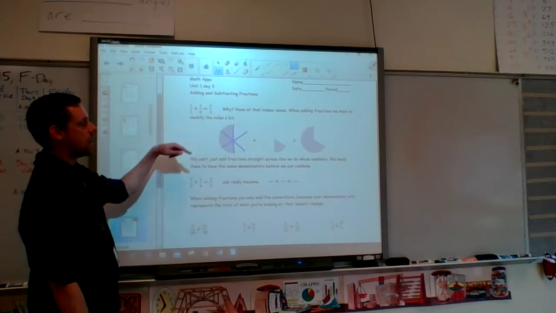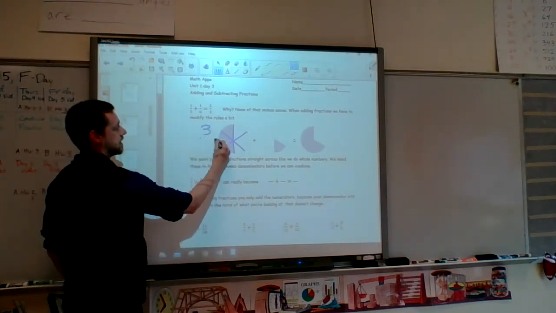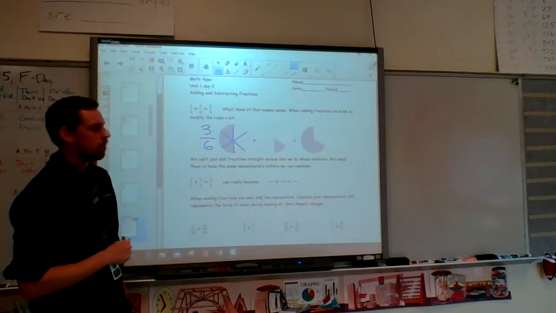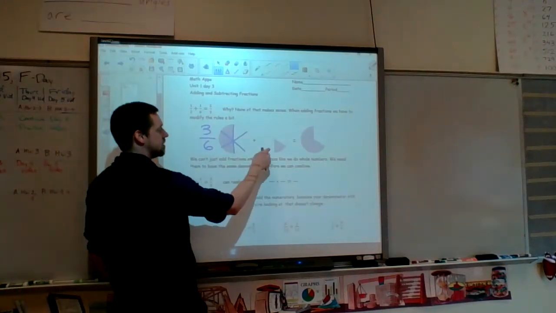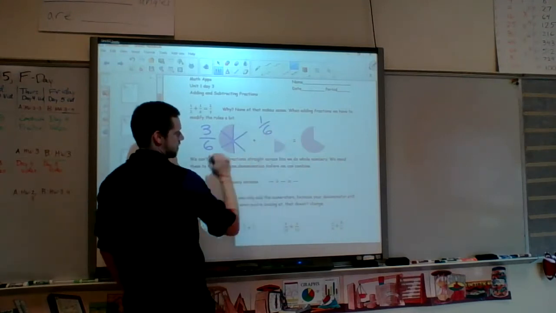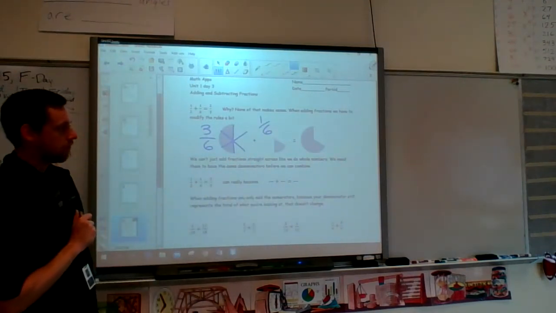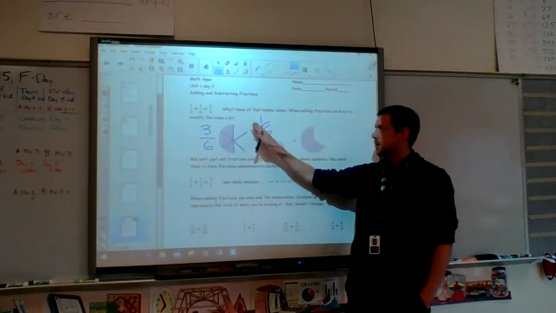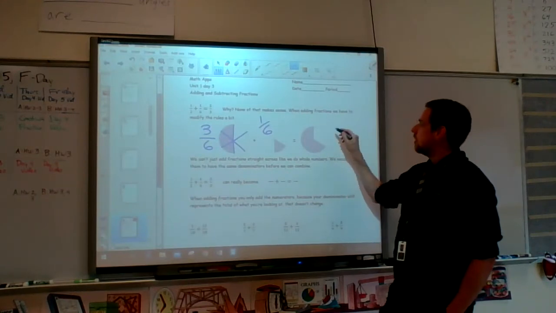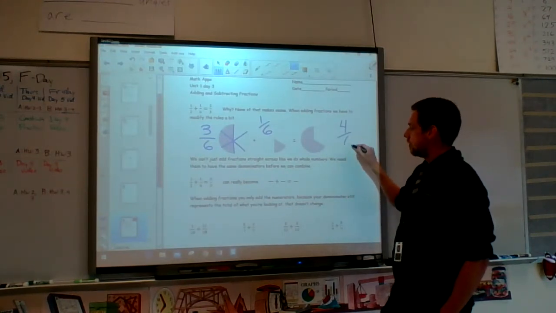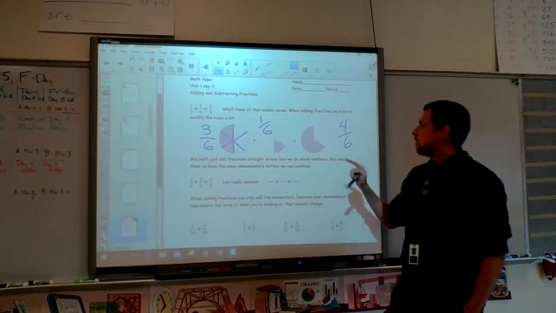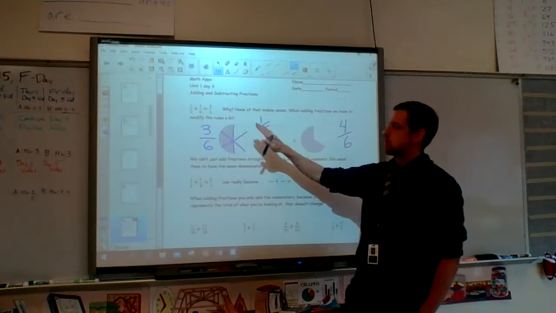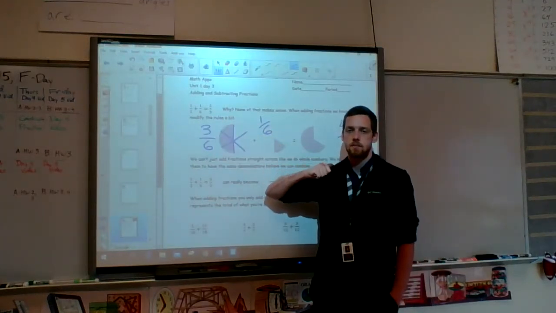Okay? 1/2 is really 3/6. Okay, we grew it up to have the same denominator. Okay, 1/6 is still 1/6. So now I can add these. 3/6 plus 1/6 equals 4/6. Okay, 4/6 reduces to 2/3. Okay, so that's how we end up getting something like this.